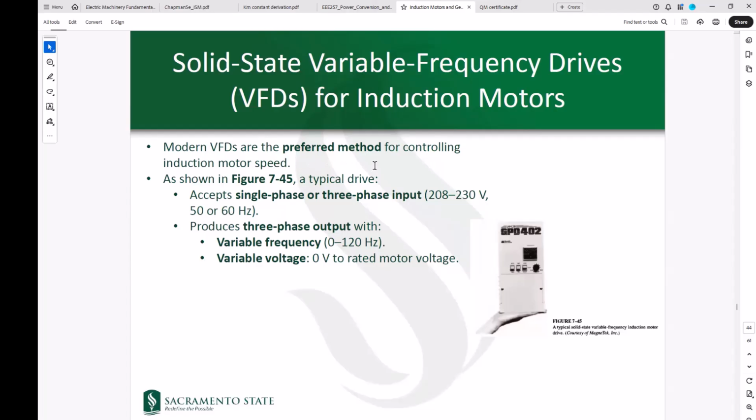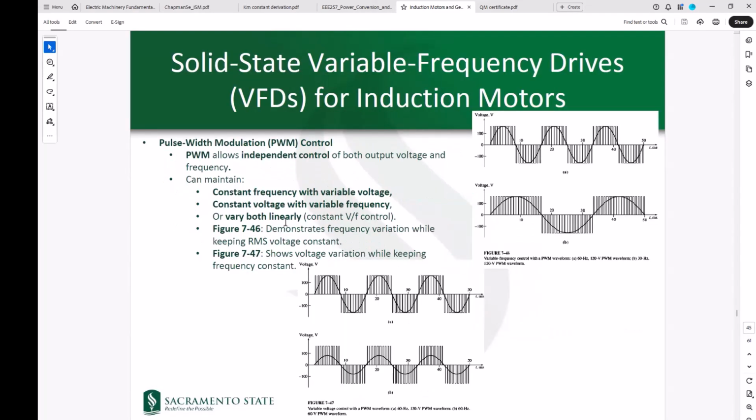Modern VFDs are the preferred method because they can control both the frequency and the voltage. They can accept single-phase or three-phase inputs in different ranges of voltage and frequency. They can produce three-phase outputs in a varying range of frequency and voltage. The type of control that is done in these VFDs is called PWM, or pulse width modulation.